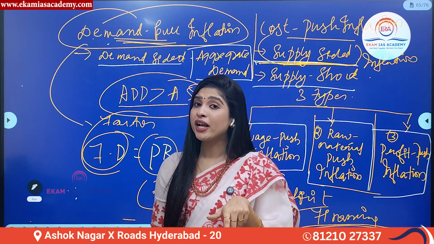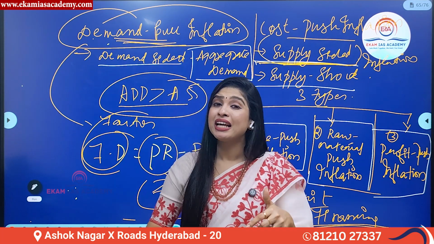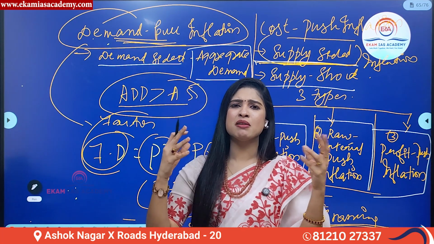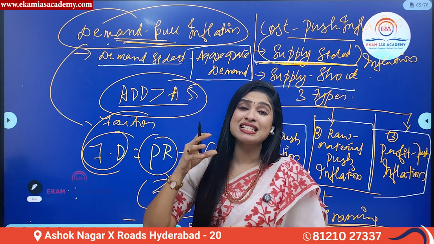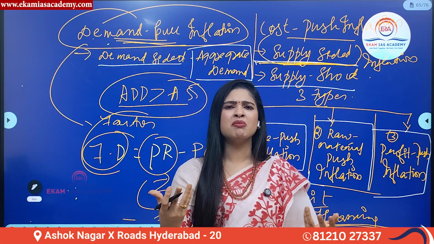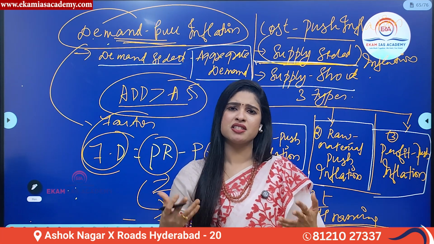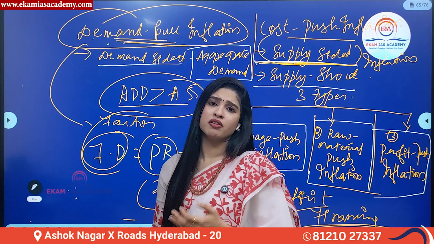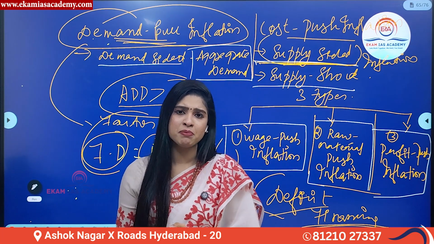Now, the next point is mounting. Mounting means what? Increase in the government expenditure. Again, via various schemes, policies, etc. When money is injected in the economy, automatically PPP increases. Total demand increases. Leading to what? Demand pull inflation.